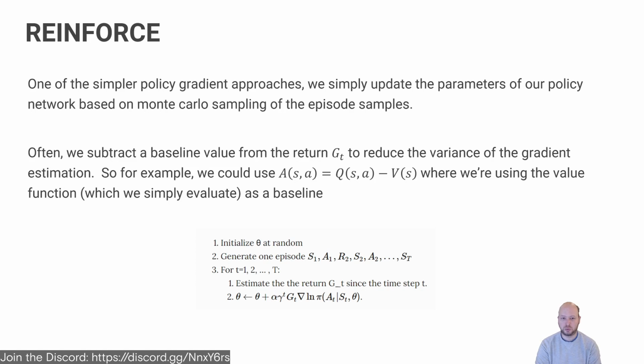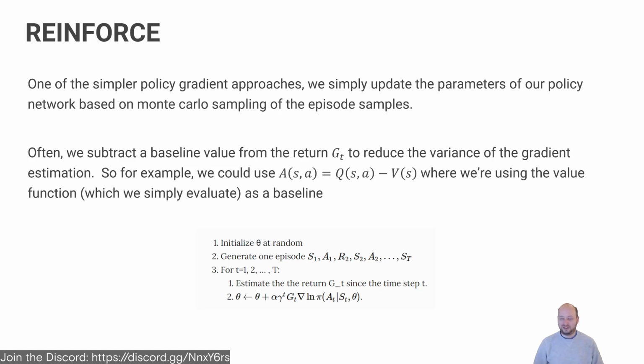And this is one of the simpler ones. We'll talk about more of them in the future. There's a number of these. But REINFORCE, I think, is the simplest one. We essentially just update the parameters of our policy based on Monte Carlo sampling. So we take samples and we then calculate the derivative of the policy, and then we apply that.